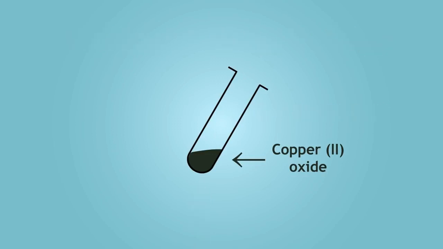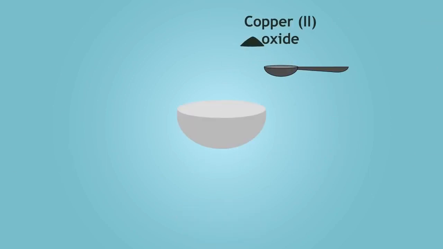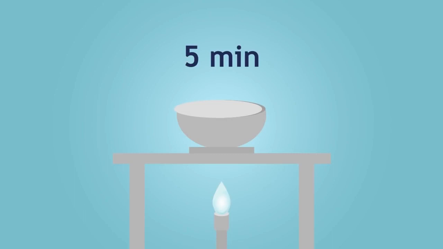Copper 2 oxide is a black powder, and believe it or not, we can actually extract copper metal from copper 2 oxide. Place 3 spoonfuls of copper 2 oxide in a crucible and 1 spoonful of charcoal, which is essentially carbon. Heat this using a Bunsen burner with the crucible lid slightly ajar for approximately 5 minutes.